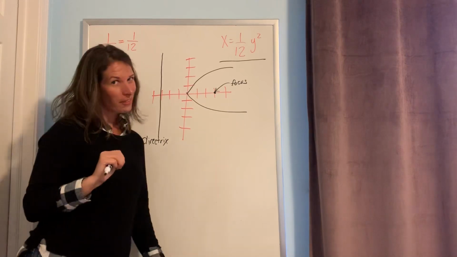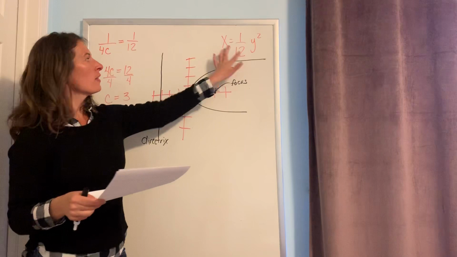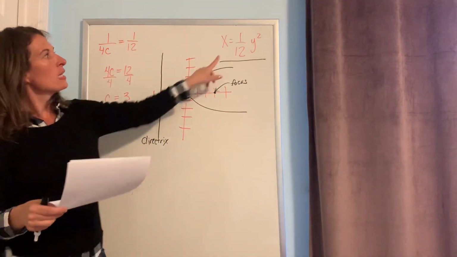Again, no factoring, so you should all be throwing a party. We are just taking this equation, 1 over 4c is equal to a.